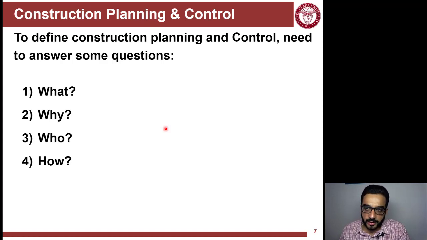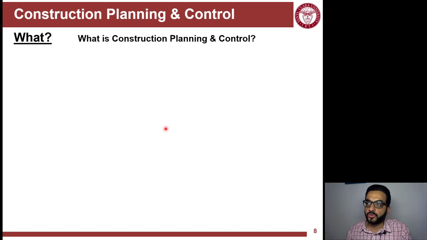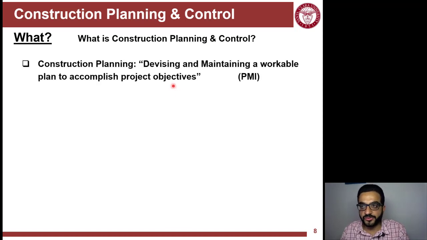So construction planning and control, we can explain and define it by answering four main questions. What is planning, why we do it, who is involved in planning, and how we do planning. So what is planning? We can get definitions from the Project Management Institute, PMI. The definition is shown here. It's merely coming up with a workable plan to achieve the project objectives. And the project objectives have evolved over time.